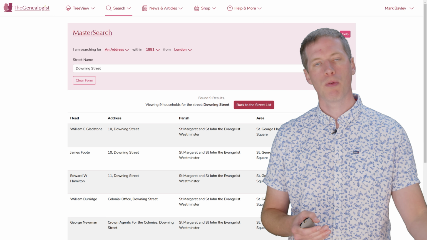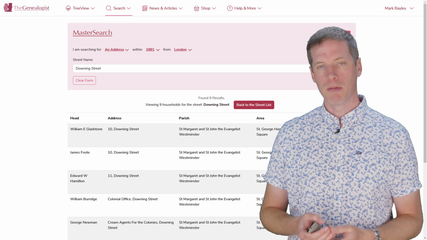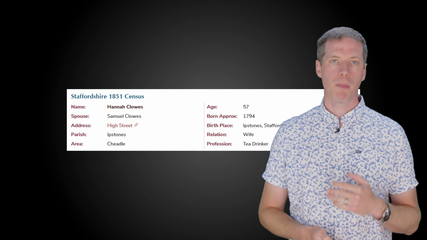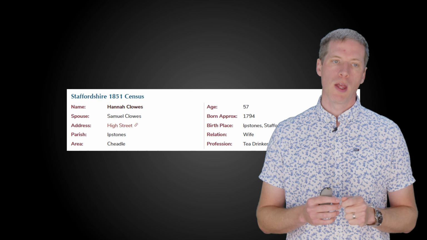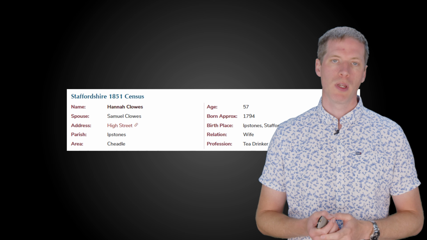Perhaps it was passed down through the family, for example, or you're interested in the particular house history where you live. But the household and address search actually has a secondary use. If we jump back to Hannah Clowes, our tea drinker from earlier, you'll note that the address for each census result is a clickable link, in this case, the High Street.